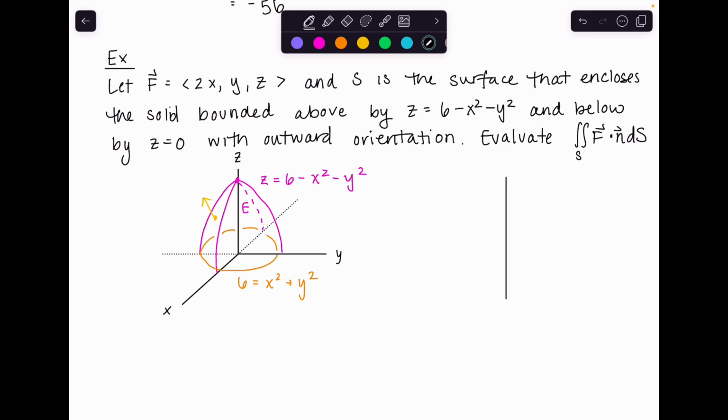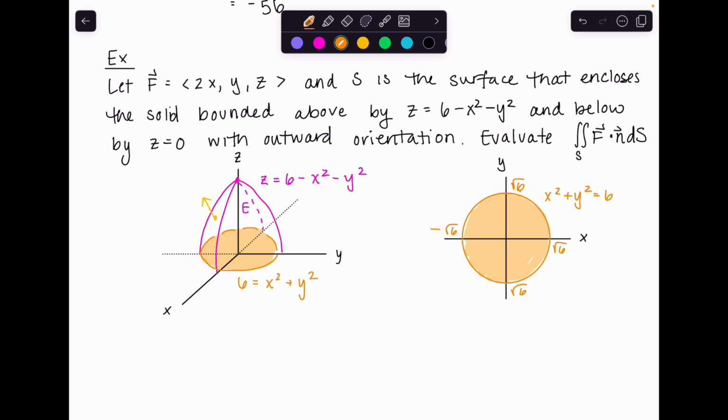I also want what's going on in the xy plane because that's going to be useful for setting up those bounds. And if you look at what's going on in the xy plane, because it is a circular region, it's going to make a whole lot of sense to use cylindrical coordinates here. So we've got x squared plus y squared equals 6. So this would be root 6, negative root 6, positive root 6.